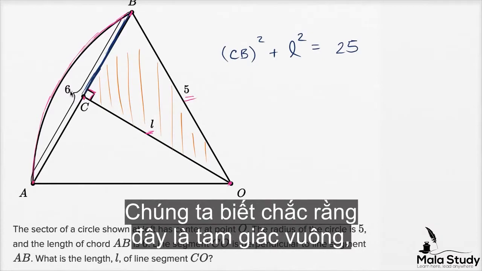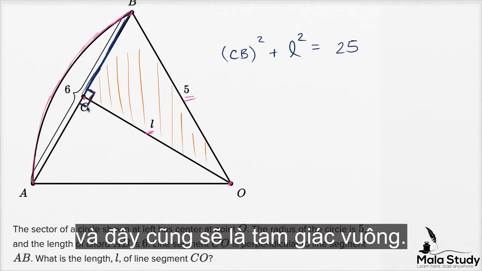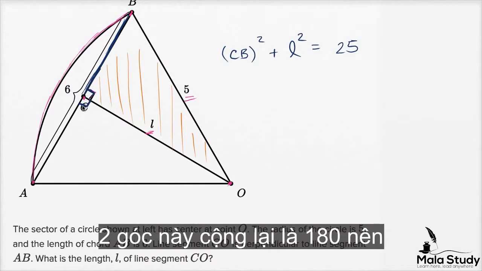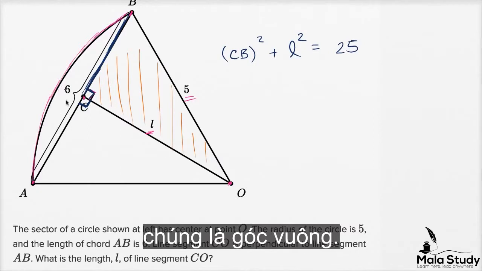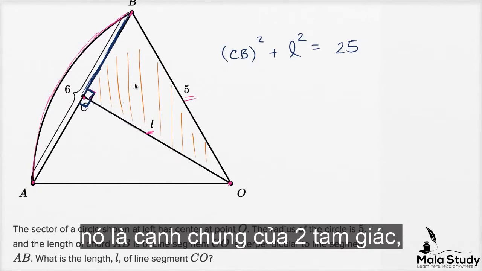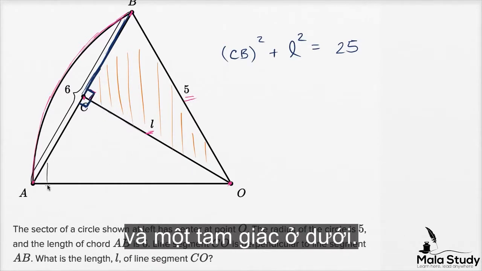What we do know for sure is, look, if this is a right angle, then this is going to be a right angle as well. These two things are supplementary to each other. They're going to add up to 180, so this is going to be a right angle. And this side right over here that has length L is common to both of these triangles, to this triangle up here and to this triangle down here.